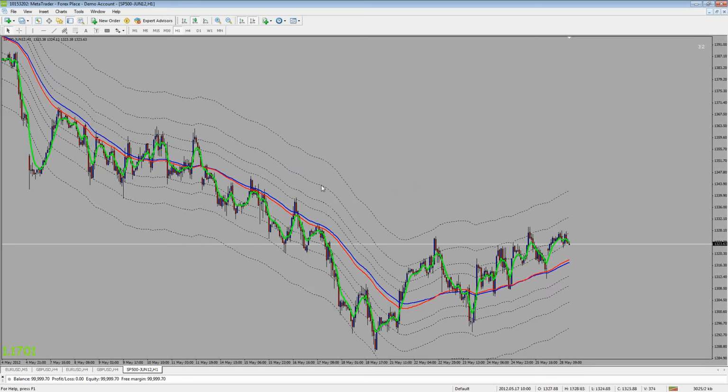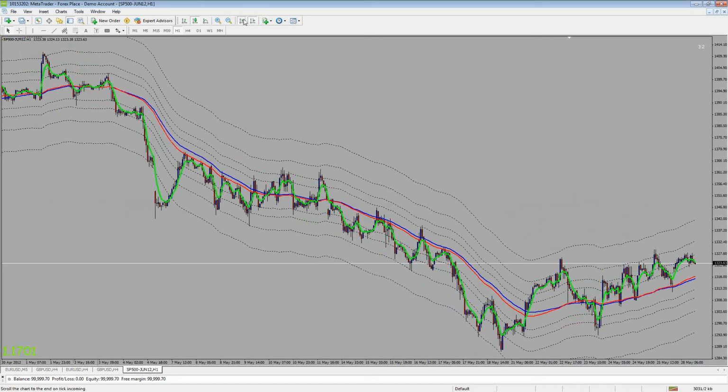Basically, the general idea is when the green signal line, the green fast moving average, crosses above the baselines, the slow moving averages, it's a signal for long, and vice versa. If it crosses down, it's a signal for short. Now, obviously, you're looking to enter long positions only when the trend is an uptrend.